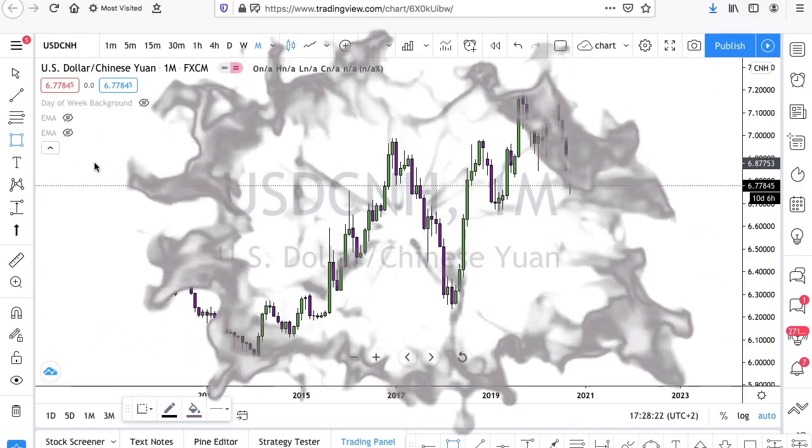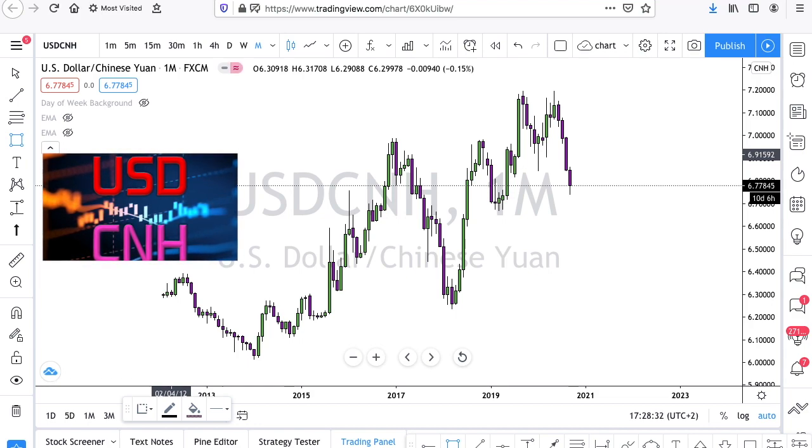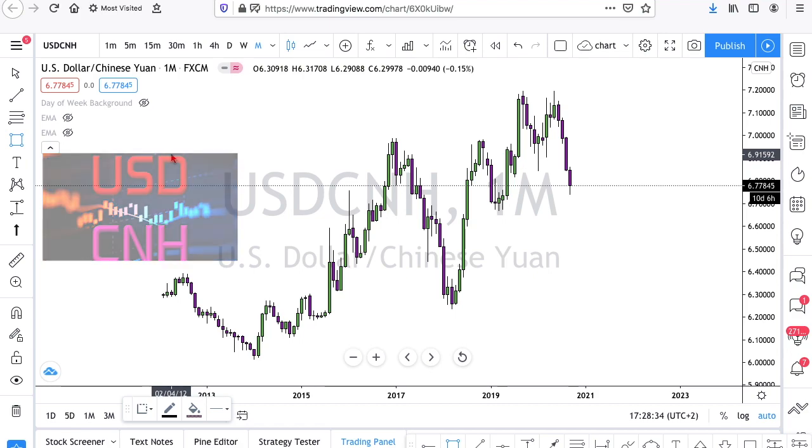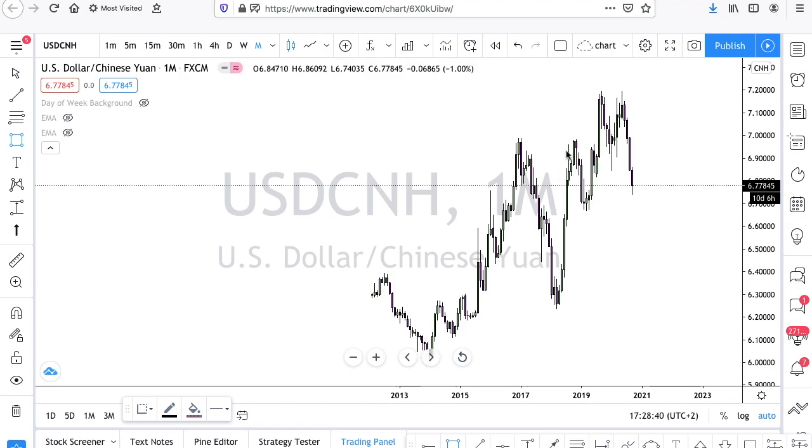We're here now. This is a price chart showing the USD against the CNH, which is the Chinese yuan. So first things first, we need to identify the trend. As you can see, since 2013, the trend has been bullish. Not a clear trend. It's had retracements and all, but it's been bullish.